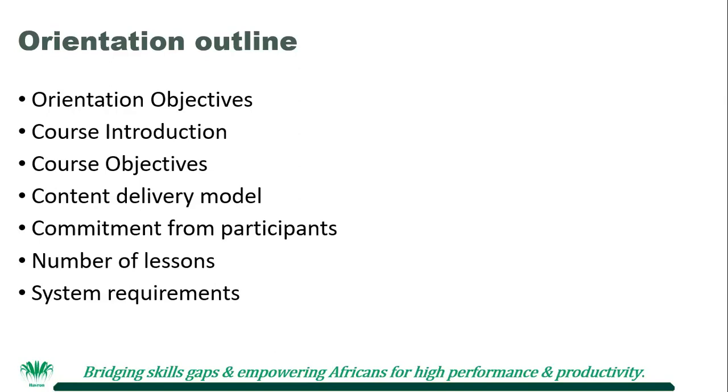Then we will look at how the course content will be delivered, the content delivery model. Then we'll briefly talk about commitment from participants, because for this kind of training, it is expected that the participant will make some degree of sacrifice in form of commitment, so that they will benefit maximally from the course. Then we'll look at how the lessons are arranged. Then for the system requirements, I believe every one of us has that. It's part of what we did in the enrollment form when we assessed your skills in some key tools and apps, and then looked at the system requirements.